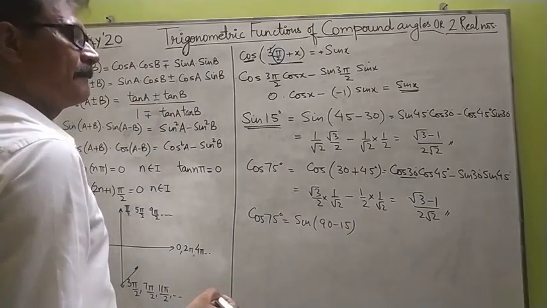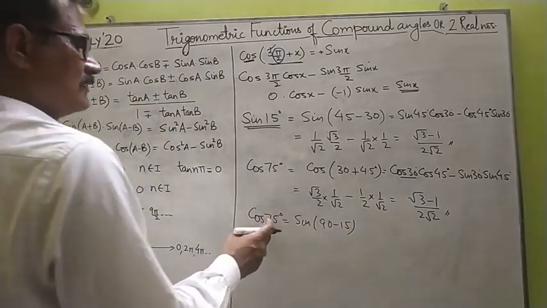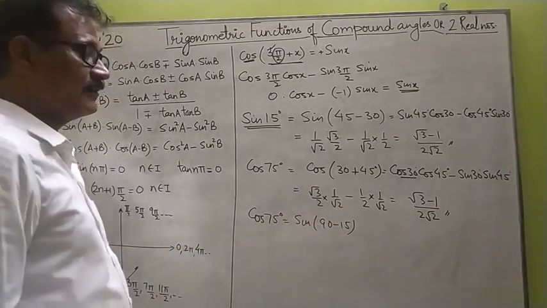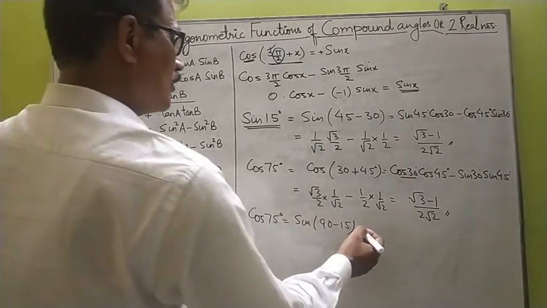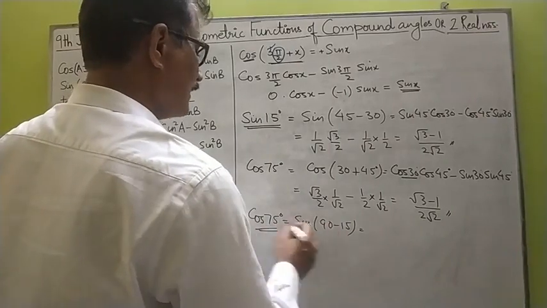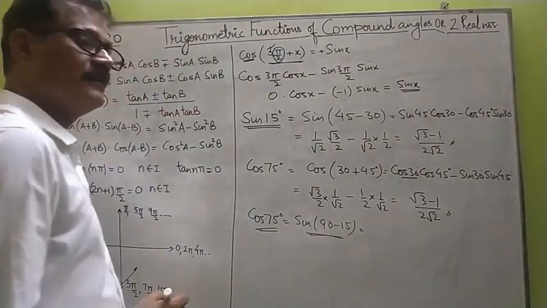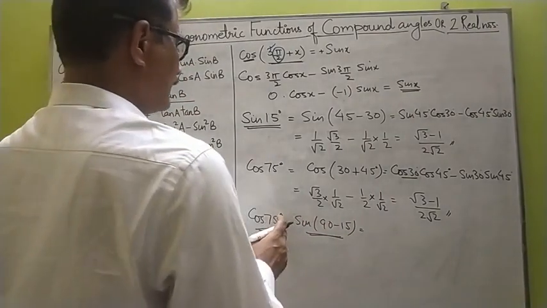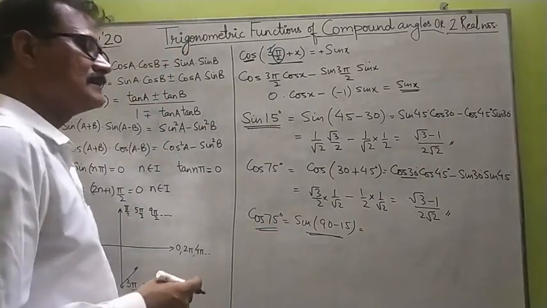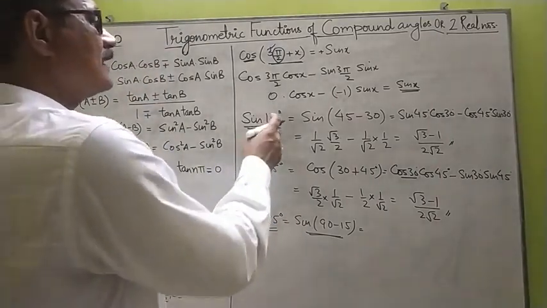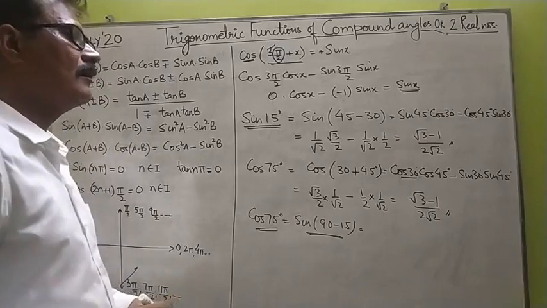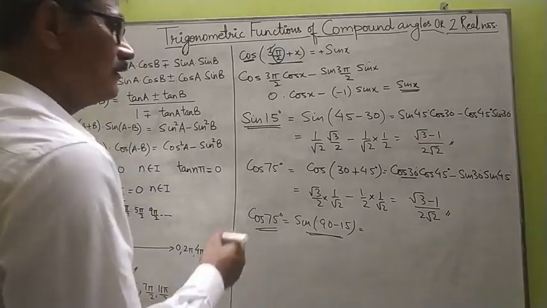Okay? Is that clear? Cos 75 is the same as sin of 90 minus 15. So they are complementary to each other. Sine and cos are complementary angles, so the value of sin 75 and cos 15 will be the same, since they are complementary angles. So it is root 3 minus 1 upon 2 root 2. Okay?